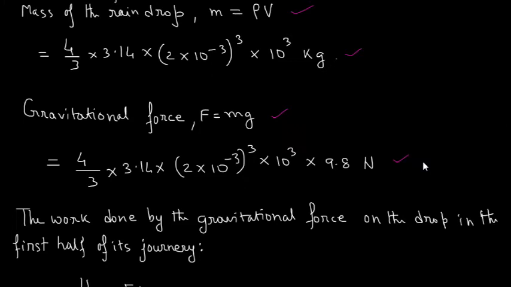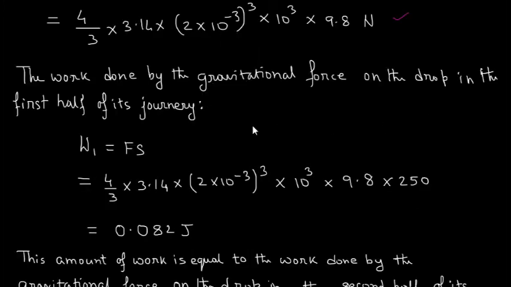The work done by gravitational force on the drop in the first half of its journey, W1 is equal to Fs. Putting the values, we get 4 by 3 multiplied by 3.14 multiplied by (2 multiplied by 10 to the power minus 3) to the power 3 multiplied by 10 to the power 3 multiplied by 9.8 multiplied by 250, and upon calculating we get the answer as 0.082 joule.